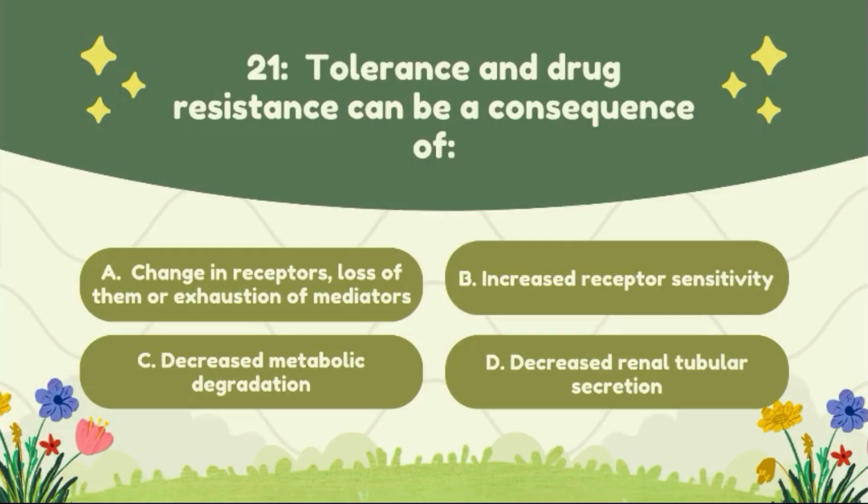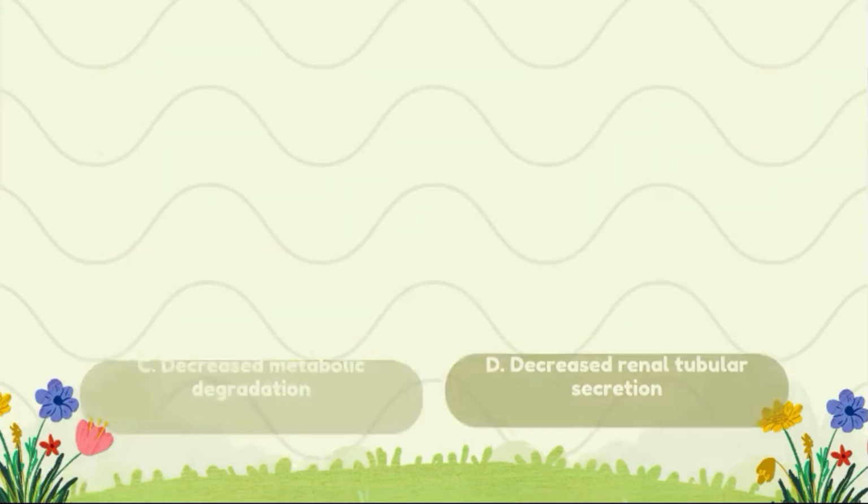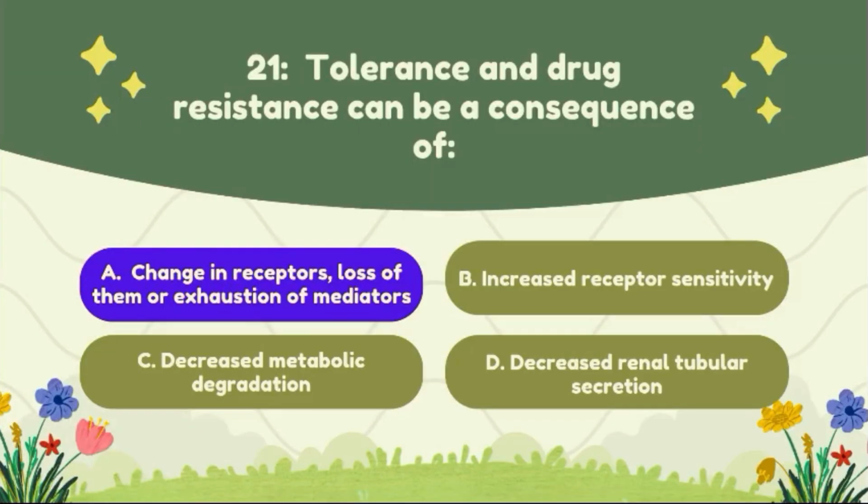Question number 21. Tolerance and drug resistance can be a consequence of option A, change in receptor, loss of them, or exhaustion of mediators. B, increased receptor sensitivity. C, decreased metabolic degradation. D, decreased renal tubular secretion. The correct answer of this question is option A, change in receptors, loss of them, and exhaustion of mediators.